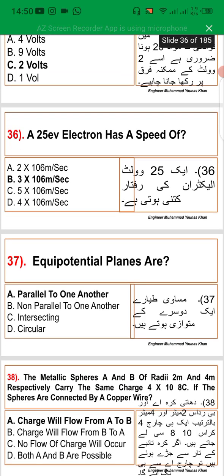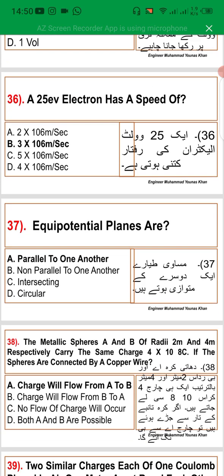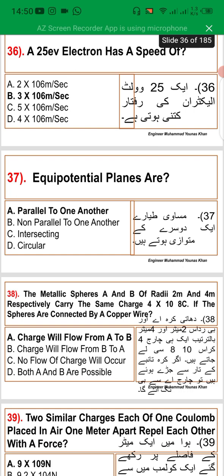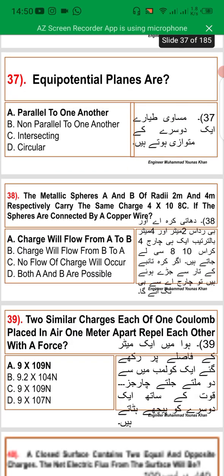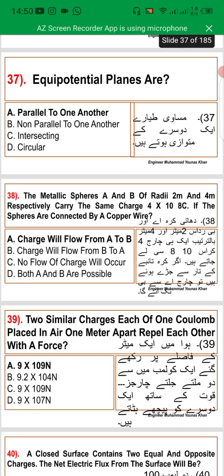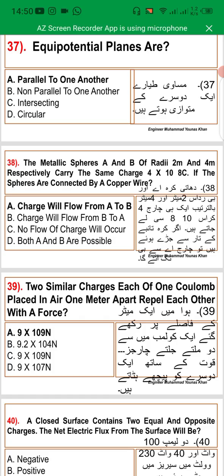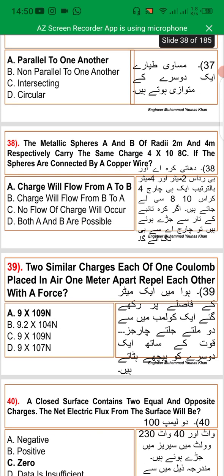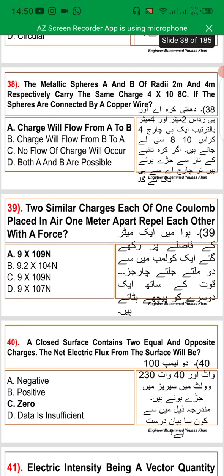An electron accelerated through a potential difference of one volt has a speed of 3 × 10^6 meter per second. Equipotentials are parallel to one another. The metallic spheres A and B of radius 2 meter and 4 meter respectively carry the same charge 4 × 10^-8 C. If the spheres are connected by a copper wire, charge will flow from A to B.